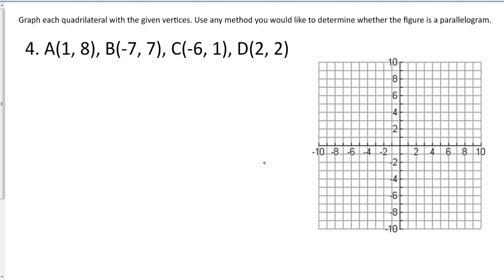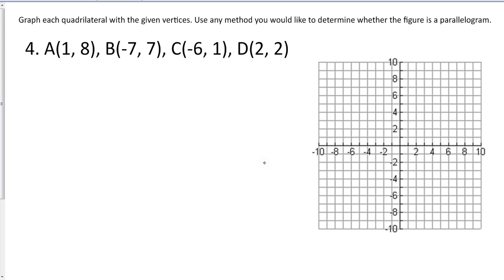Okay guys, this is your video for geometry SLO review worksheet number 12. It's parallelograms in the coordinate plane. As you can see, we have to graph each quadrilateral with the given vertices, and we're going to use any method that we want to determine whether the figure is a parallelogram. We are obviously working with problem number 4, and again, you get 1 or 2 problems and then you have to do the rest. This is just to refresh your memory as to how we can prove something is a parallelogram in the coordinate plane.